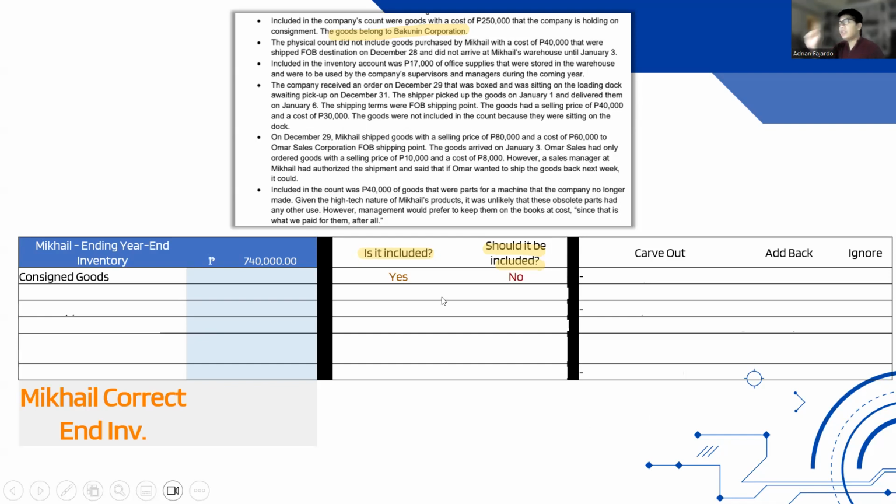No. Therefore, that 740,000, we need to carve out 250,000. Kasi sinama niya sa 740,000, sabi niya, yung 250,000 raw, inventory natin. That's wrong. We take that 250,000 out. Dapat. Right? So, ang ano dito is, if they include, but it should not be included, you subtract. You carve it out. Okay? Next item. The physical count did not include goods purchased.